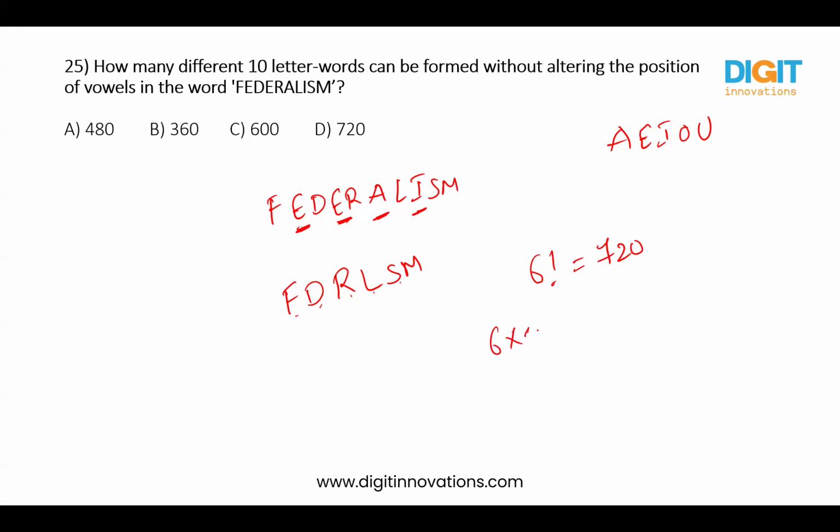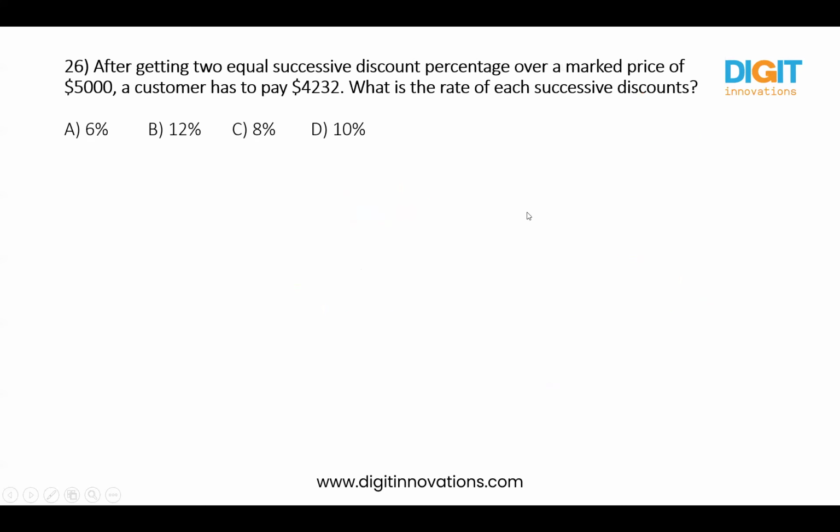6 factorial would be 720. Factorial is nothing but this one. 6 times 5 is 30, times 4 is 120, times 3 is 360, times 2 is 720. In 720 ways you can write it. So option D is the answer.